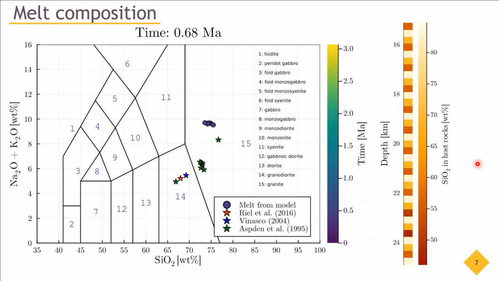And so if I run the model now, you can see that I'm producing here granites with more or less quite a constant composition over time. So the melting event is occurring for 3 million years. And you can also maybe notice here some different composition.